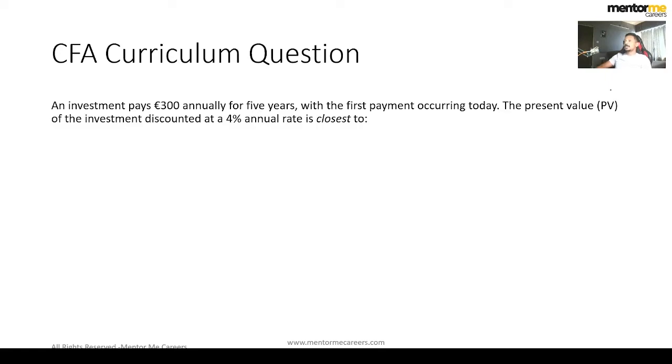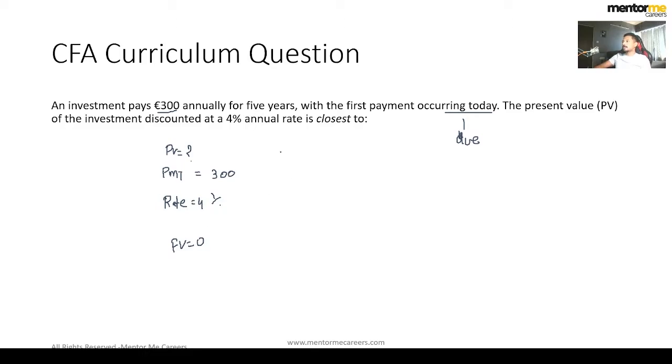Okay, let's look at a question. So we have an investment which pays 300 annually for 5 years, with the first payment occurring today. So this is an annuity due. The present value of the investment is discounted at 4%. So we want to find the present value, that's for sure, right? And our PMT value is 300, and our discount rate is 4%, and future value is 0.